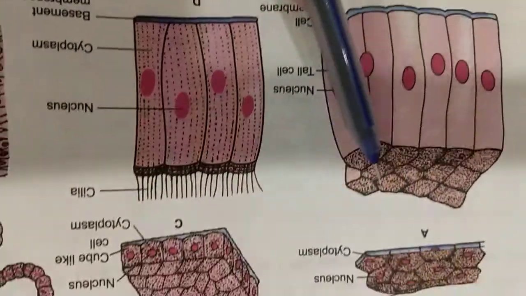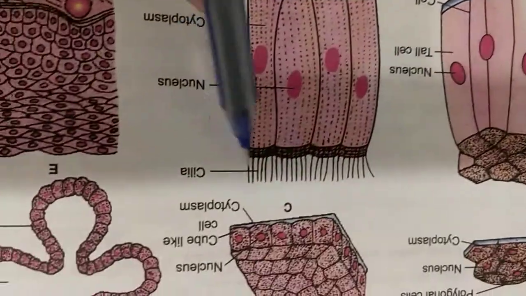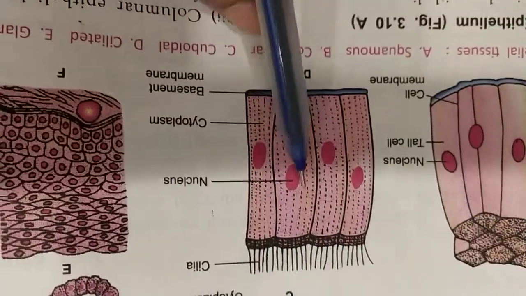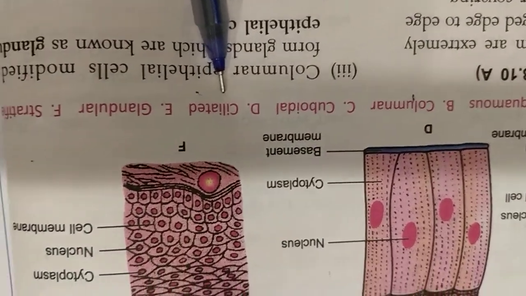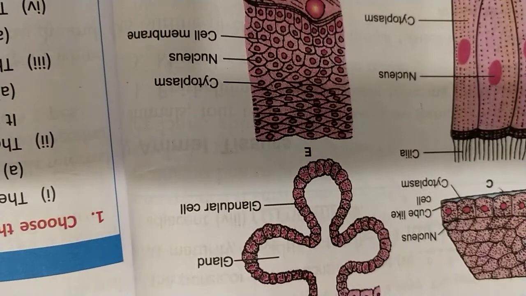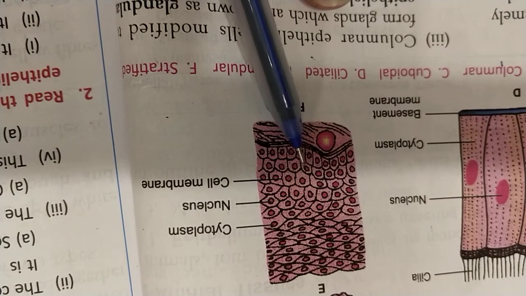First is squamous, second is columnar, third is cuboid in shape, and then ciliated and glandular, and stratified epithelial tissue. Right? Stratified means they have more than one layer. It is known as a stratified epithelial tissue.